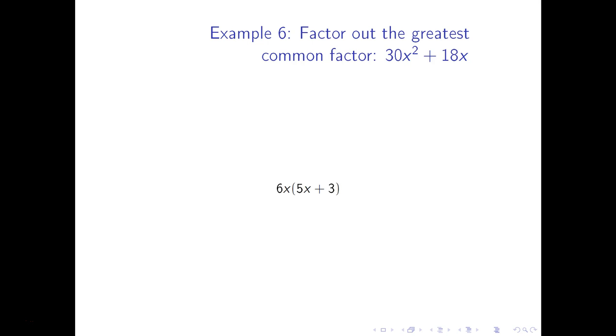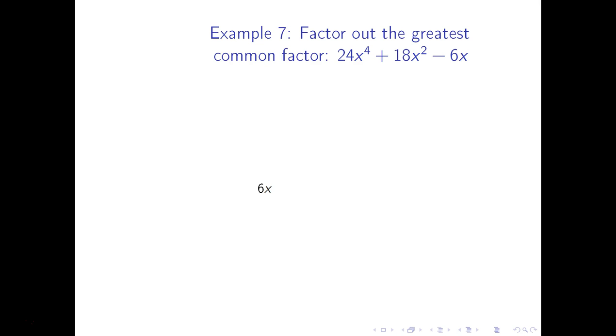Now let's move on to some bigger fish. Let's find the greatest common factor when I have 3 terms. So first, find the greatest common factor and then factor it out. Go ahead and pause and do it. All right, so the greatest common factor of these 3 terms is 6x.